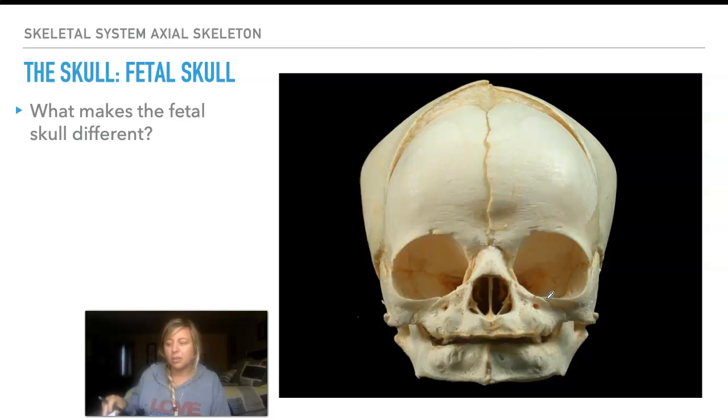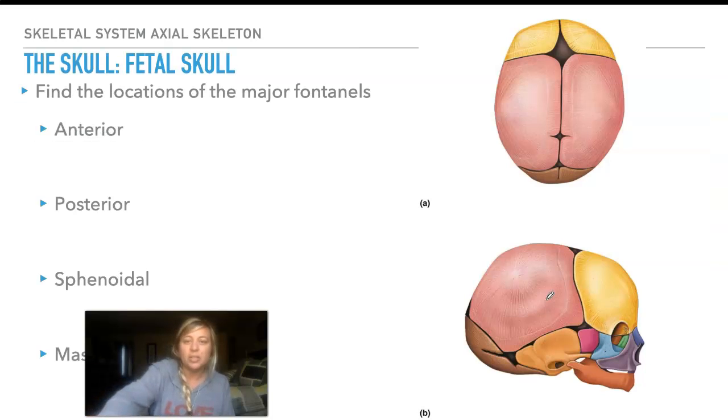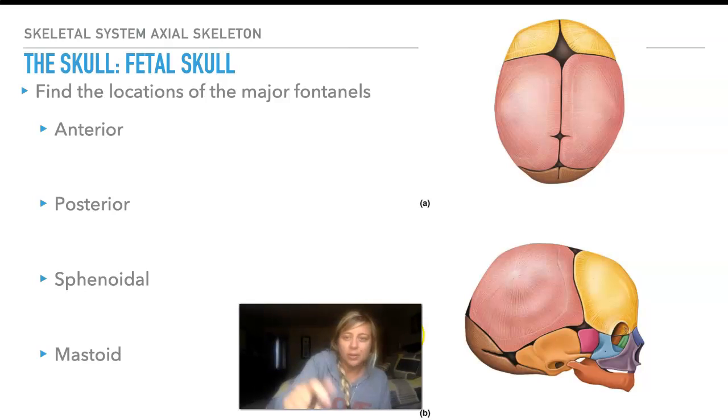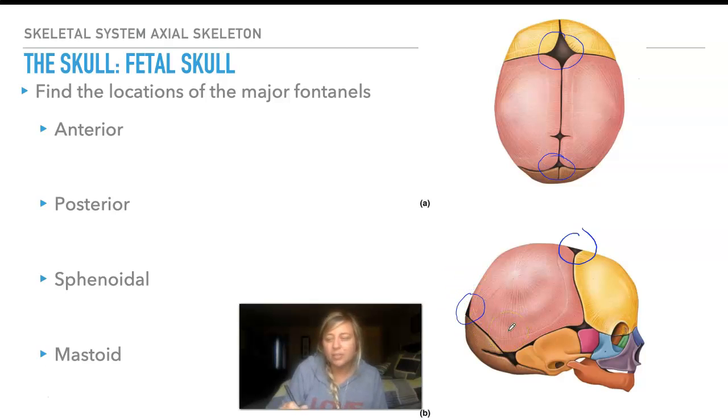Those fontanelles allow our skull to continue to grow, and allow it to be flexible so it can come out of the birth canal. So if we take a look at those fontanelles, we have four major ones. The anterior fontanelle is at the surface of the head, so you can see it from two different views. This is a superior view and a lateral view, but that's the anterior fontanelle. The posterior fontanelle is going to be at the back of the head, so you can see it here and here. The anterior fontanelle is the largest and it stays open the longest.